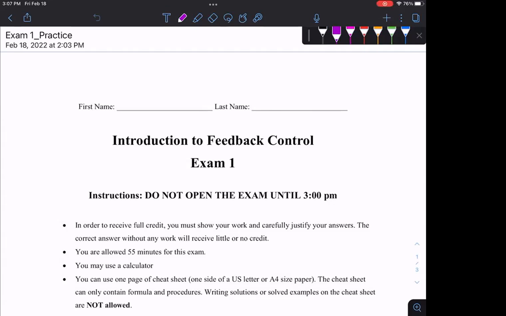Now, this is point number 1. Point number 2 is that I said you can only bring equations, or write a procedure.